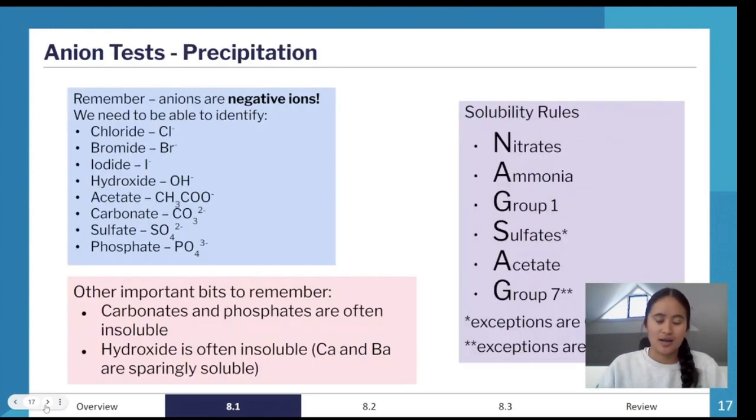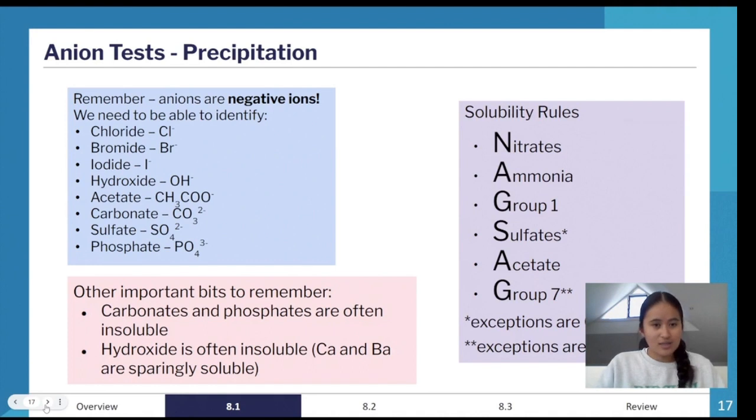So now to anions. Precipitation follows the same things as the cations in terms of the solubility rules. You just go through the solubility rules and you should have some type of answer to what anion it is. But some other bits and pieces to remember are that carbonates and phosphates are insoluble, and hydroxide is insoluble, but with the exception of calcium and barium, which are sparingly soluble. So that's the only extra piece of information you need to know other than the solubility rules. Everything else you can figure out with just the solubility rules.